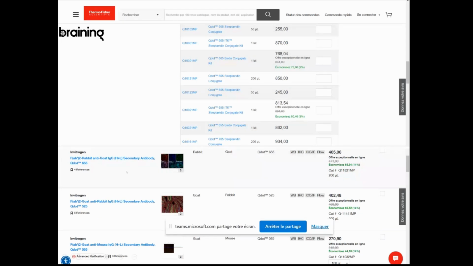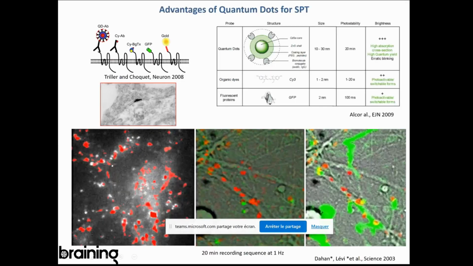So in this case, of course, you don't have to incubate with a biotinylated secondary antibody. You can go straight and use this secondary antibody, but they are not always working. One of the disadvantages of the quantum dot is that they can give a lot of non-specific labeling. Therefore, you have to test the two possibilities, either to use the streptavidin quantum dot or the secondary antibody, to see which one is the best for your experiment.